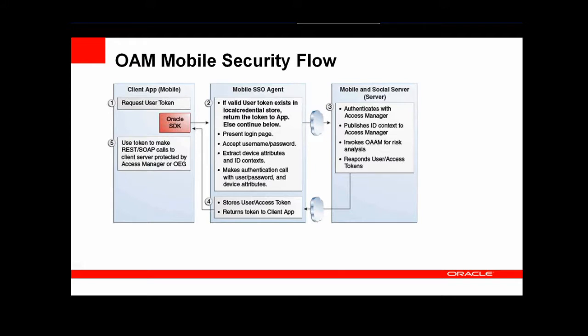SSO agent might already have the client device registration handle. It says, okay, I've got the device registration handle. Now let me move on to getting the user token, right? So it skips the device registration handle flow, and it will directly go to getting user token, meaning authenticating the user and then getting the access token.